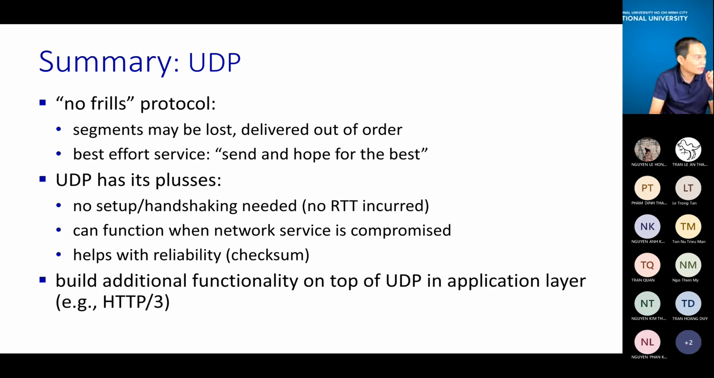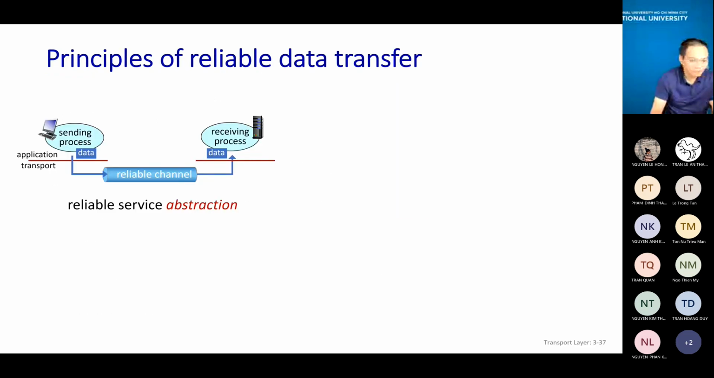And our mission is to build something reliable on top of something unreliable. That is the idea of building up reliable data transfer, which is the TCP protocol. But we start with a very simple one, based on some assumptions. So let's talk about the reliable data transfer protocol.